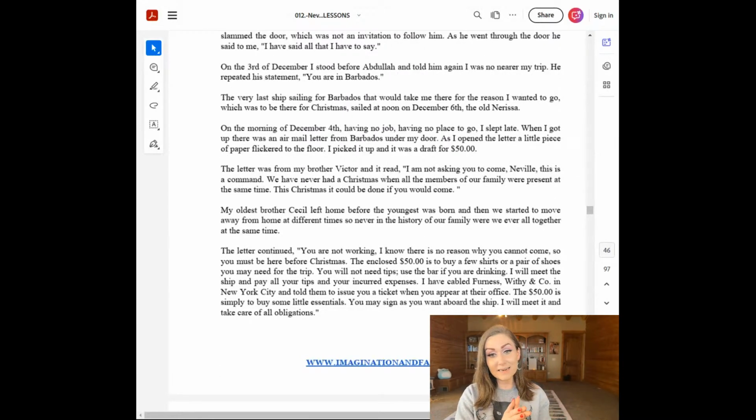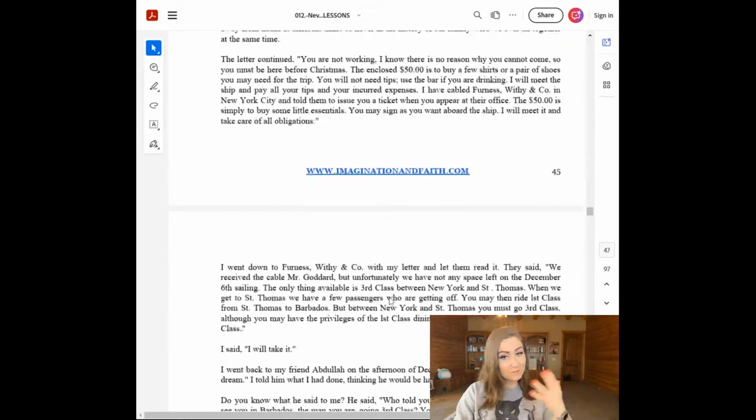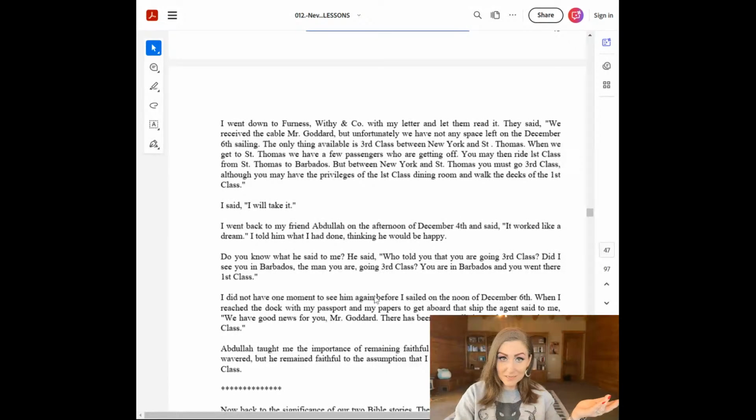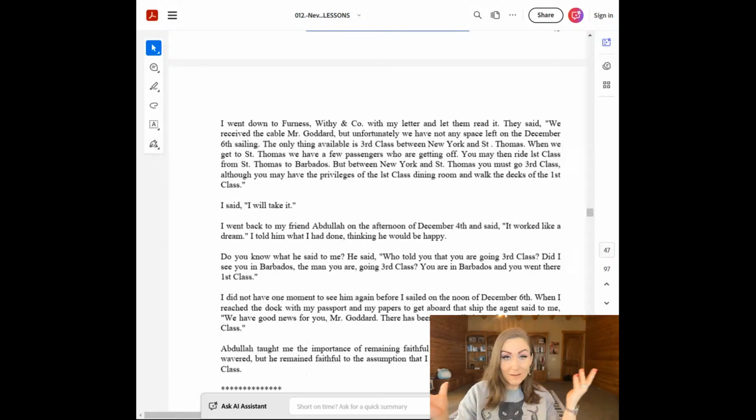So he goes on to explain how he received a telegram from his brother that he had to come out for Christmas, that all of the family would be there. So he did wind up going to Barbados in a way that he would not have been able to conceive. And when he found out he was going to be taking 3rd class because all the 1st class spots were taken, he came back to tell Abdullah, all excited, Abdullah, it worked. I'm going to Barbados and I'm going 3rd class. Abdullah said to him, what do you mean 3rd class? You already went to Barbados and you went 1st class.